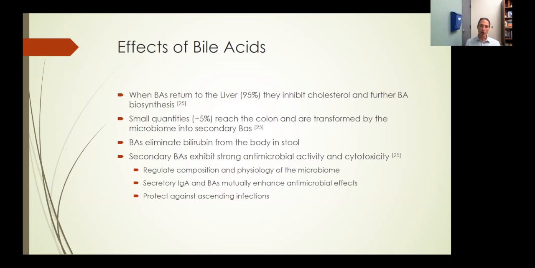Small quantities reach the colon. Most of the small quantities of primary bile acids that reach the colon in the large intestine are converted to secondary bile acids. And these bile acids in the colon eliminate excess bilirubin from the body in the stool. That's what gives the stool its brown color. But importantly, the secondary bile acids have strong antimicrobial activity and cytotoxicity. So this helps modulate the microbiome and protects against ascending infections going back up the biliary tract, the biliary tree.